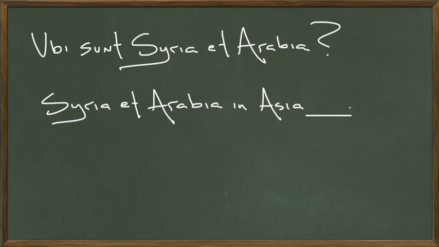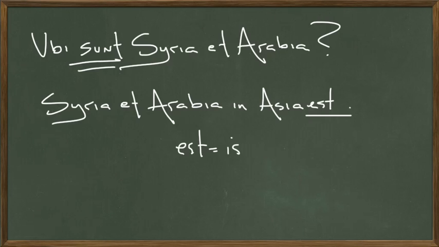So one of the first troublesome questions is this one. Ubi sunt Syria et Arabia? And the question is, where are Syria and Arabia? In Latin, sunt is "are", that's the verb. Quite often my students will respond to this question by saying "Syria et Arabia in Asia est." Okay, here's the problem. Est means "is".